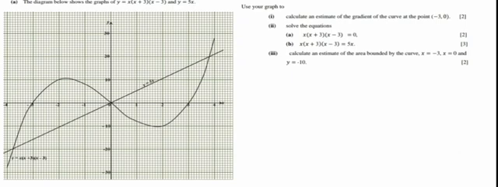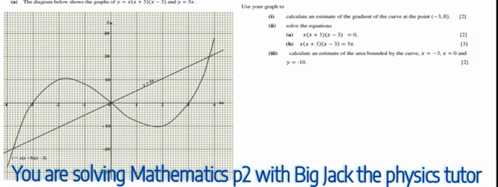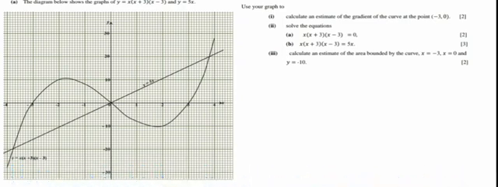Then the question is saying we need to use your graph to, Roman numeral number 1, calculate an estimate of the gradient of the curve at the point (-3, 0). So what you're supposed to do here is just get the equation from the question.